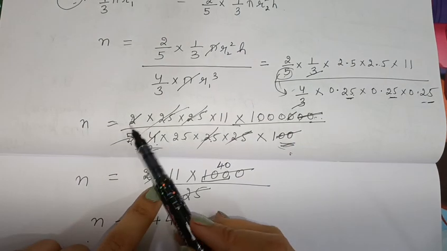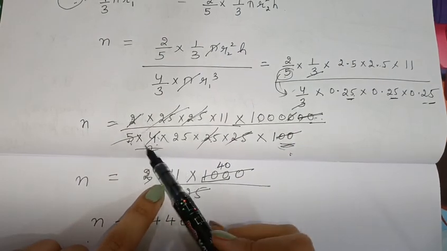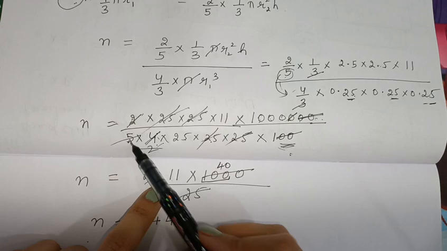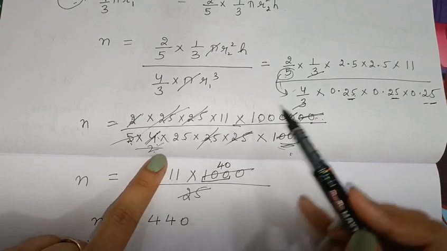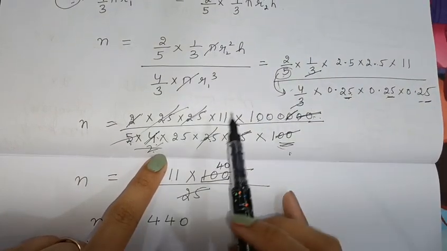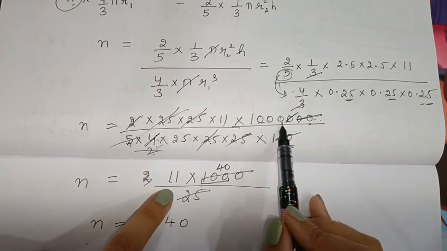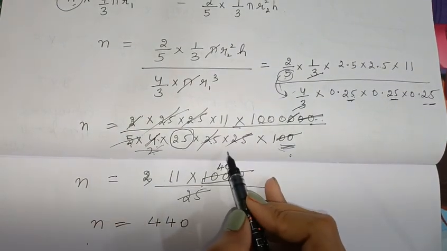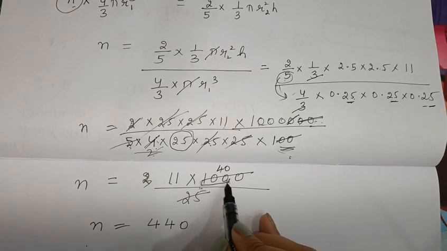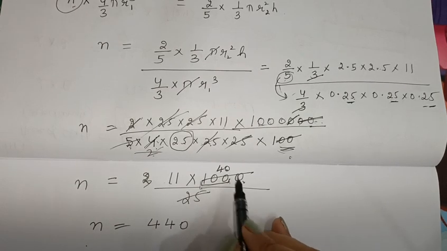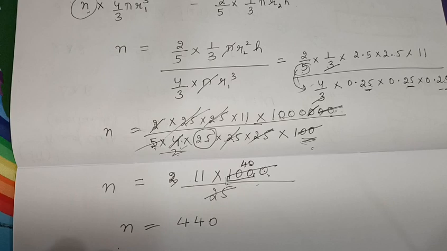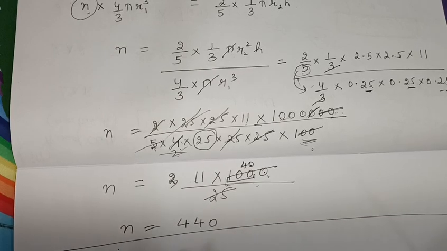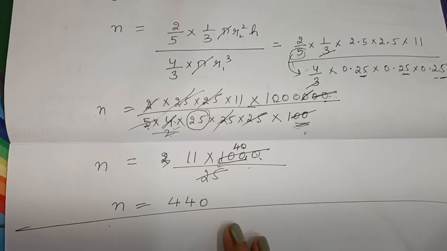So we were left with this 2, also we did cancel. 2 into 1 and 2 into 2 is 4. 5 into 2 is 10. So this 10 and this 1 0 we cancelled. Then 11 into 1000. By here in denominator now only 25 is there. So 25 into 4 is 100. Then 1 0 was there, 40. So n's value 440. Here also write one sentence.